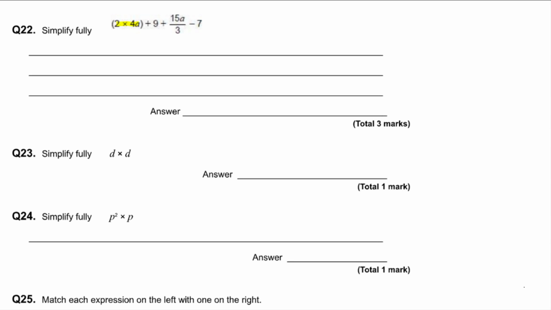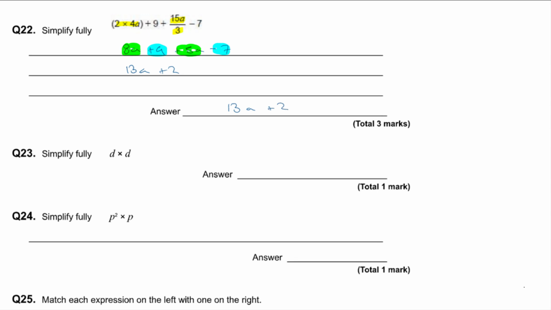So I've got a bit of tidying up to do before I can collect like terms together this time. Now, first off, contents of this bracket here, 2 times 4a. Well, if I've got 4a and 4a, that makes 8a, doesn't it? So that bracket becomes 8a. Then I've got plus 9, and then I've got 15a divided by 3. Well, 3 goes into 15 5 times, so 15a divided by 3 is going to be 5a, and then I've got minus 7 on the end. Okay, so now I've got terms in a, I've got 8a and 5a, and I've got numbers, I've got 9 and minus 7. So adding the 8a and the 5a together, that makes 13a, and then 9 plus negative 7, that's 9 take away 7, isn't it? That's 2.